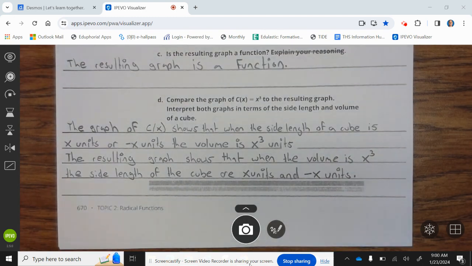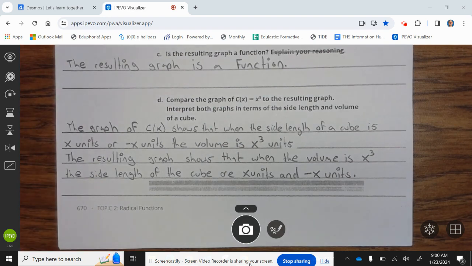D. Compare the graphs of c of x equals x cubed to the resulting graph. Interpret both graphs in terms of the side length and volume of a cube. The graph of c of x shows that when the side length of a cube is x units or negative x units, the volume is x cubed units. The resulting graph shows that when the volume is x cubed, the side lengths of the cubes are x units and negative x units. Let's take a look at the next page.